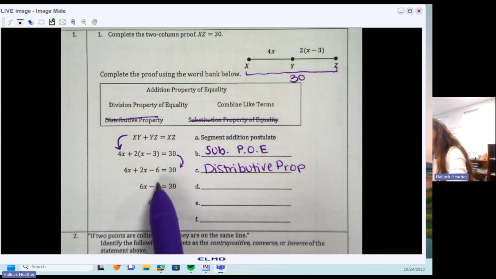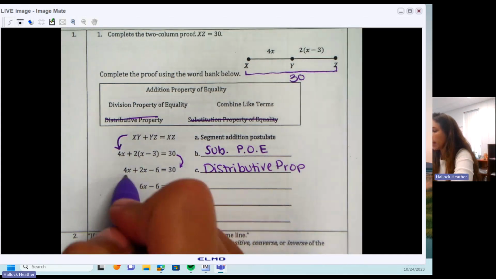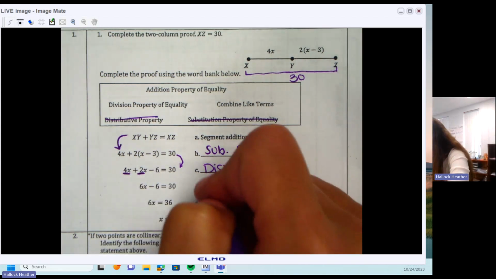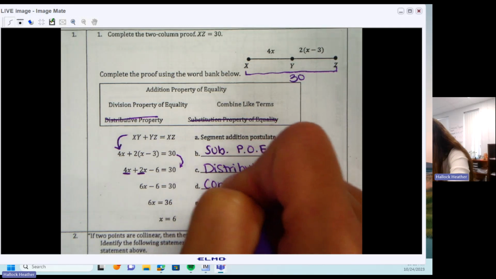The next step from C to D, 30 is still the same, minus 6 is the same. The only thing they did is combine like terms. They combined 4x and 2x to make 6x. So we're going to say combine like terms.